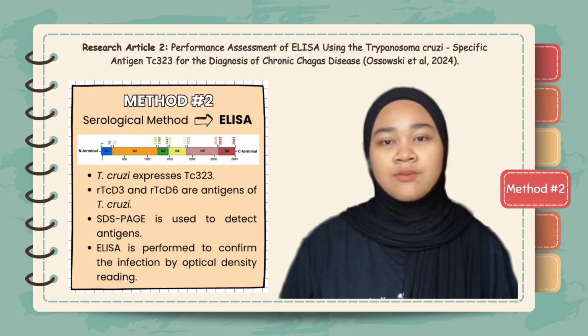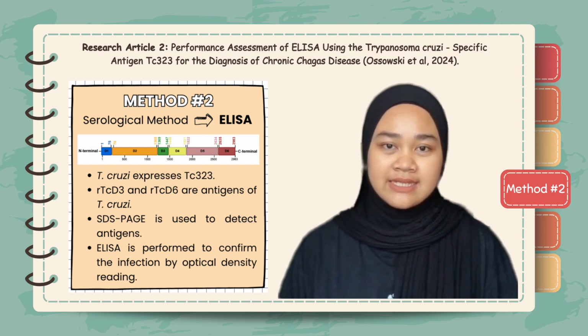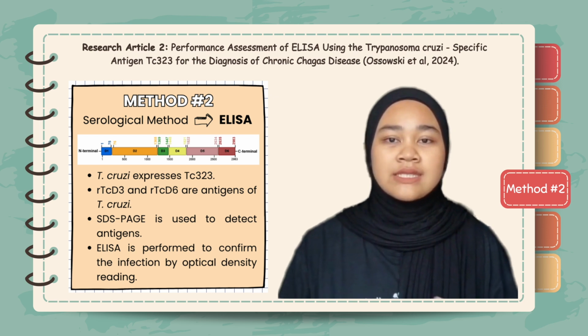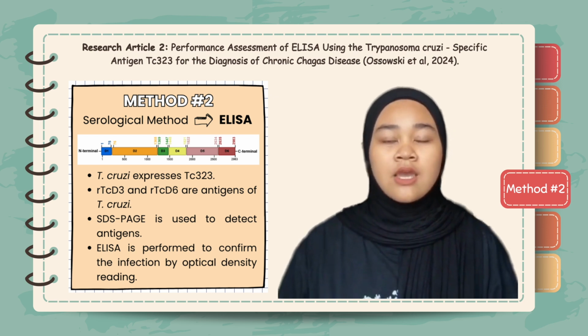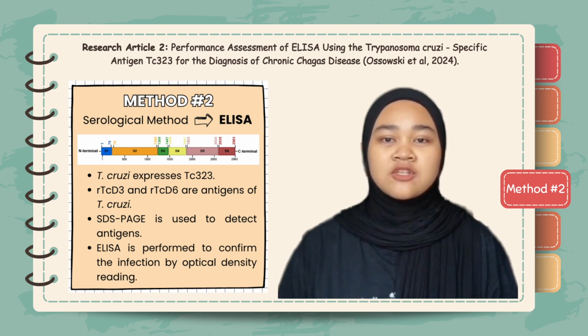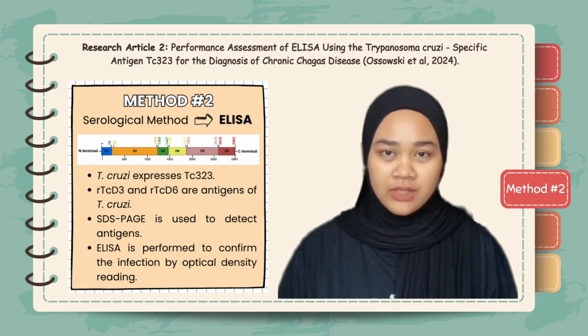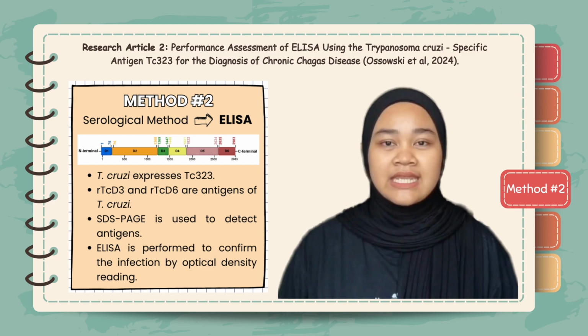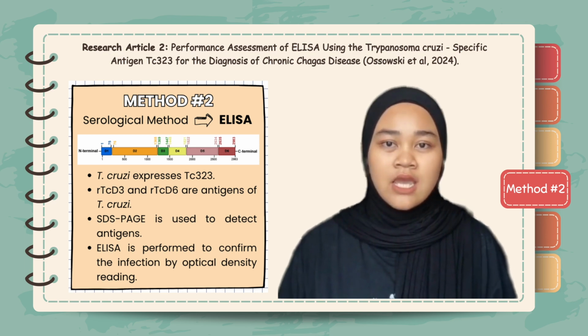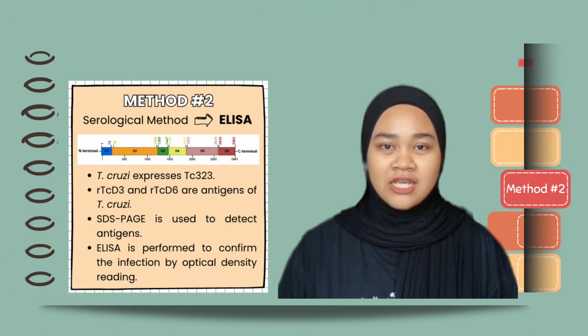Furthermore, a secondary antibody that is linked to an enzyme is added and binds to the antibodies that are already bound to the antigens, which produces a color change. Then, a color-changing substrate, tetramethylbenzidine, is added and measured by the VersaMax ELISA plate reader at 450 nanometers. A higher optical density indicates the presence of T. cruzi antibodies, which confirms Chagas disease infection.